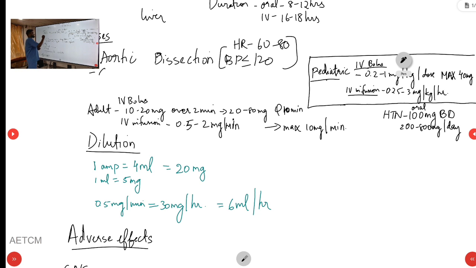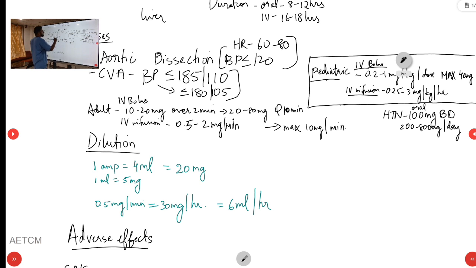So, in acute ischemic stroke, before thrombolysis we will have a BP target of less than or equal to 185 by 110, whereas post thrombolysis our target will change to less than 180 by 105. So, these targets can also be achieved with the help of labetalol.